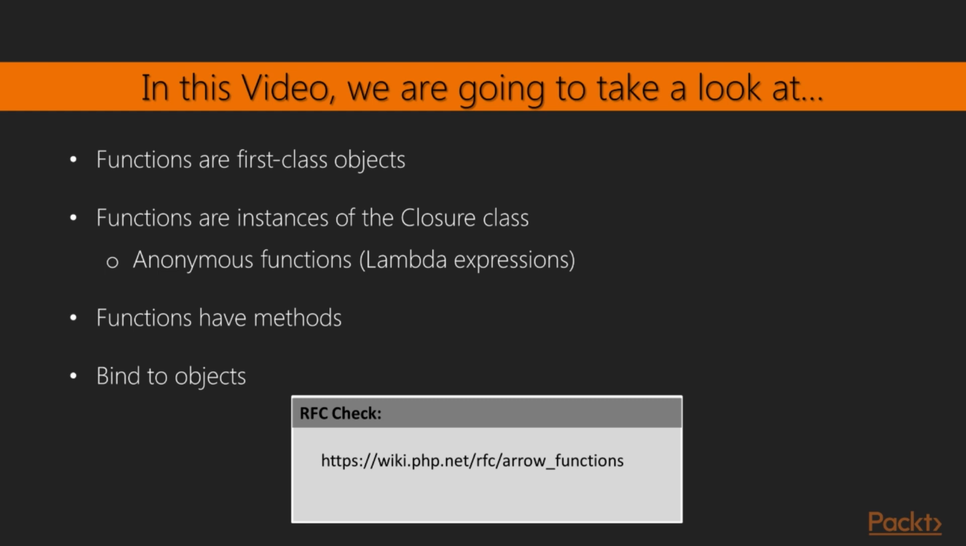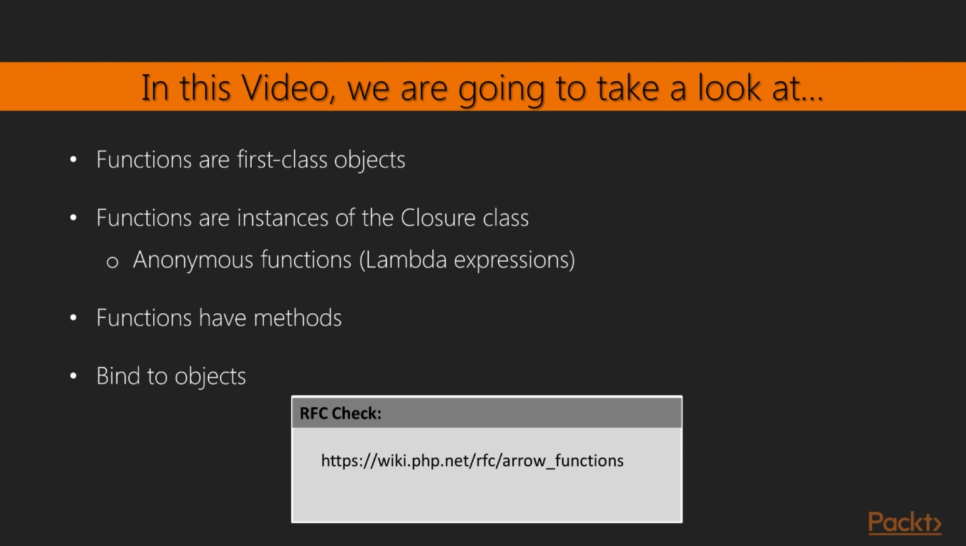It's important to understand for functional programming that functions are first-class objects, and this means just that a function can be treated just like any other variable, any other object. You can assign to them, you can pass them into functions, you can return them from functions. In fact, behind the scenes, functions are nothing more than instances of a closure class.